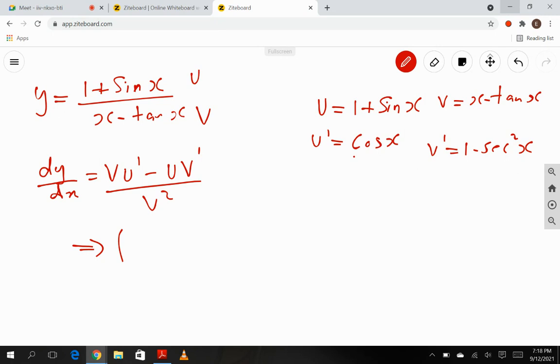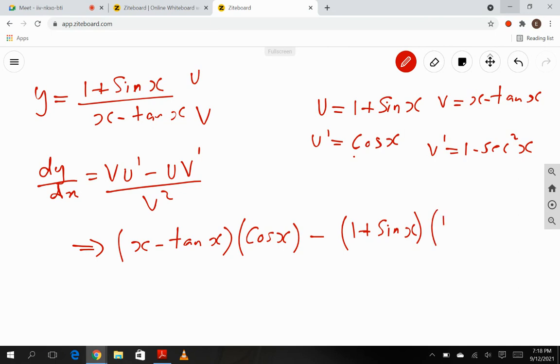Okay, so what we do now, where is our v? Our v is x minus tan x, and then what's our u prime? Cos x, minus u times v prime, over v squared.